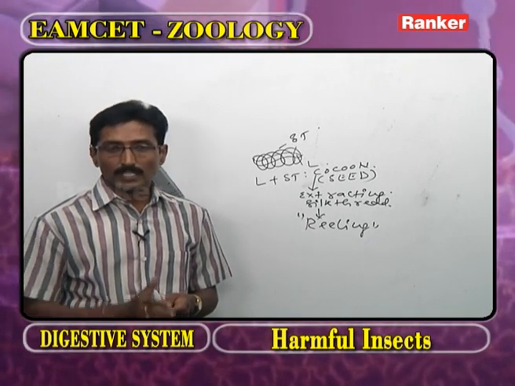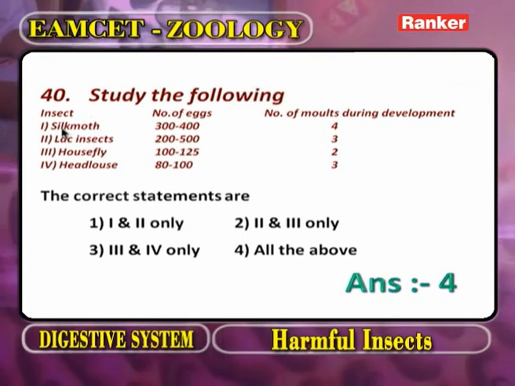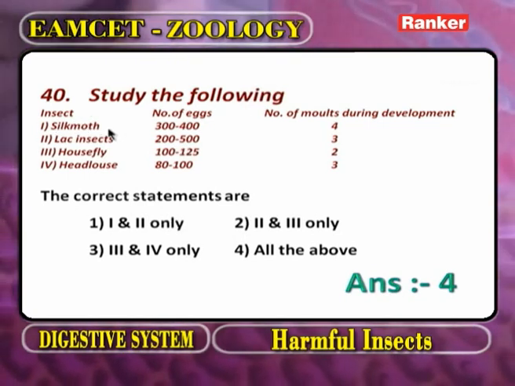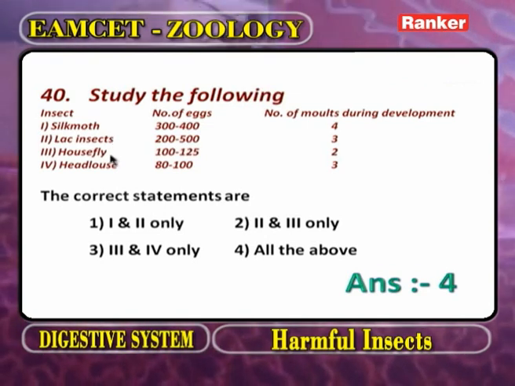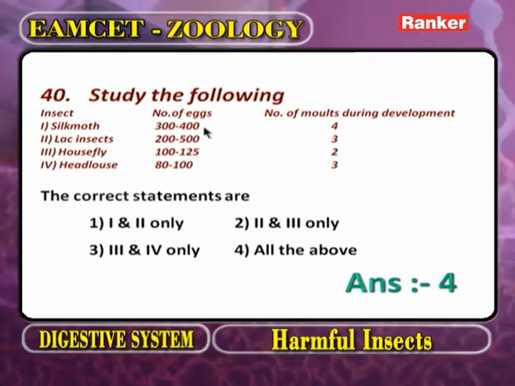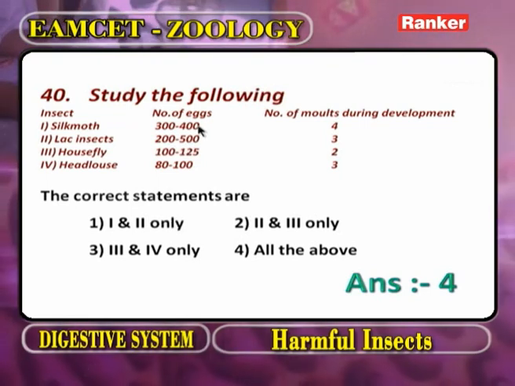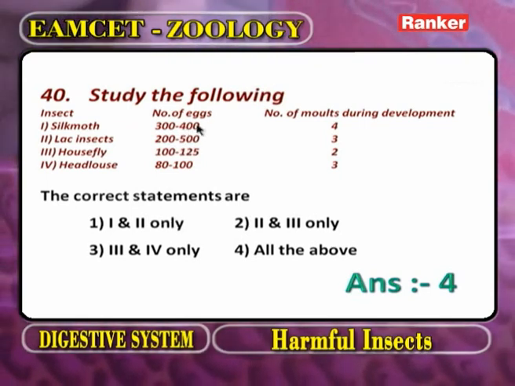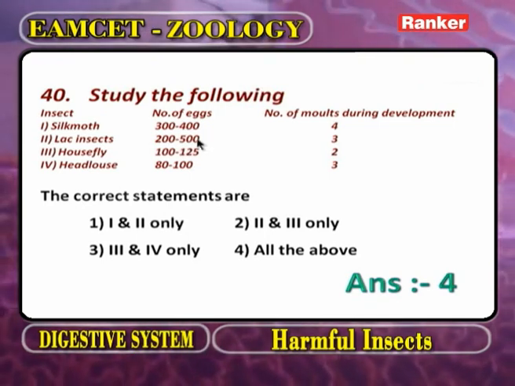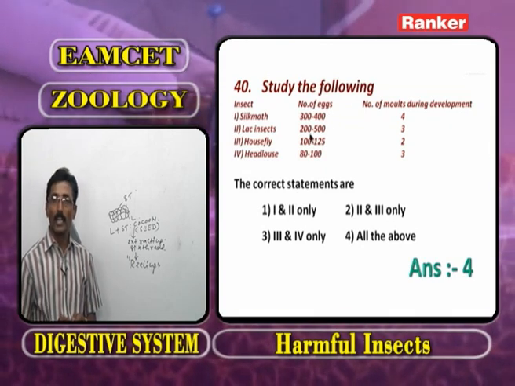Study the following. This is a linked question or 3 columns matching. Now you observe the first column. What is the insect? Silkworm moth. Second, lac insect. Third, housefly. Fourth, headlouse. Second column, number of eggs. Now the female silkworm moth releases 300 to 400 eggs. It is correct. In the life history of silkworm moth, the larva undergoes how many moltings? 4. That is correct.